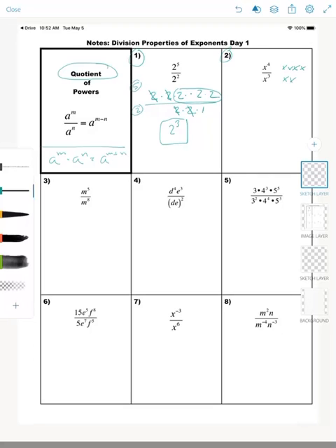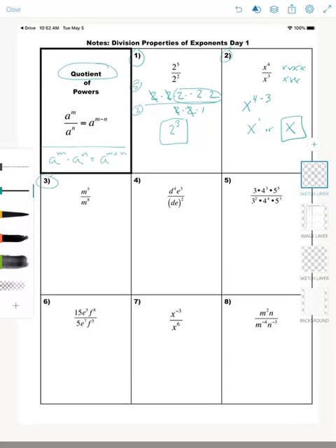We have 4 x's on the top and 3 x's on the bottom. So really we're taking away the 3 on the bottom from the 4 on the top. Okay, x to the 4 minus 3 power, because that's our rule. 4 minus 3 is 1, so we get x to the 1, or that's just x.